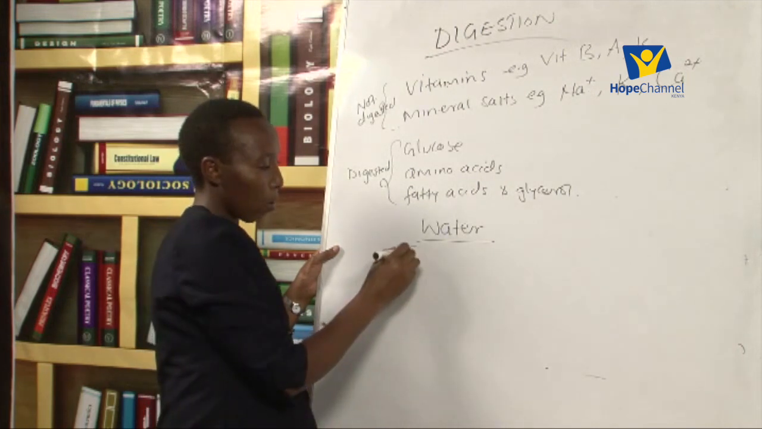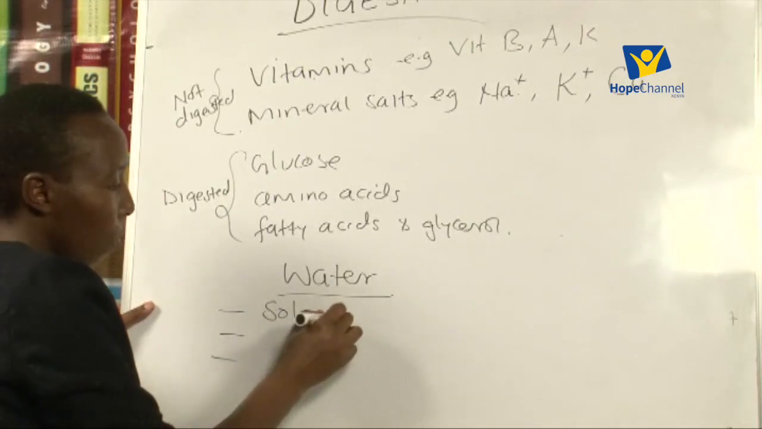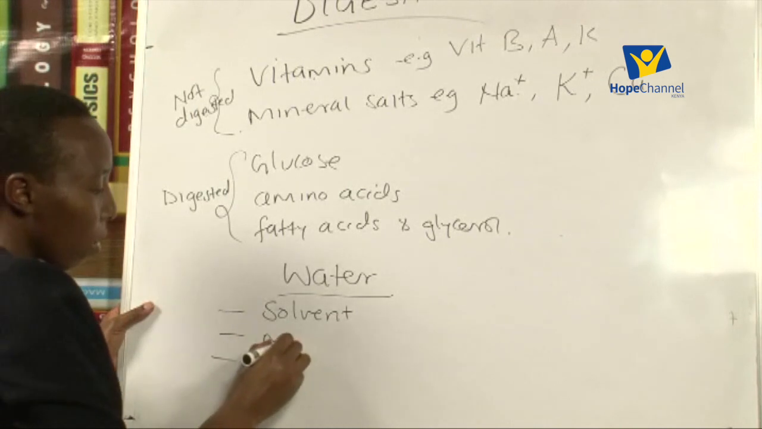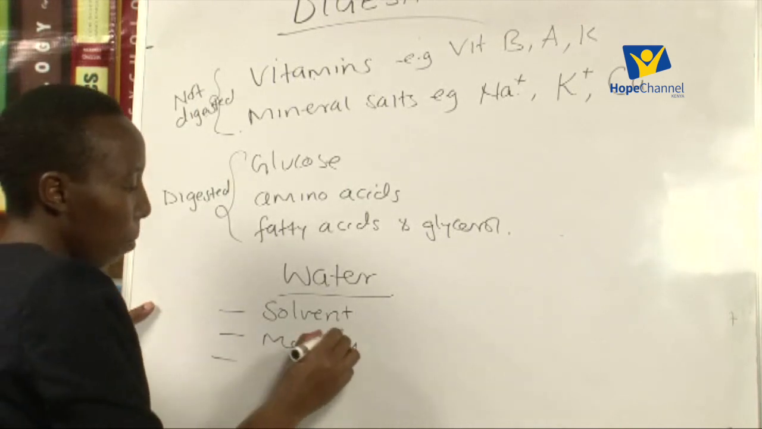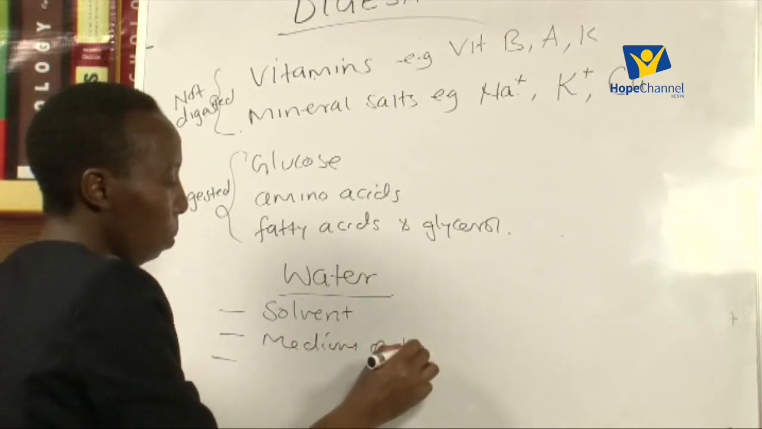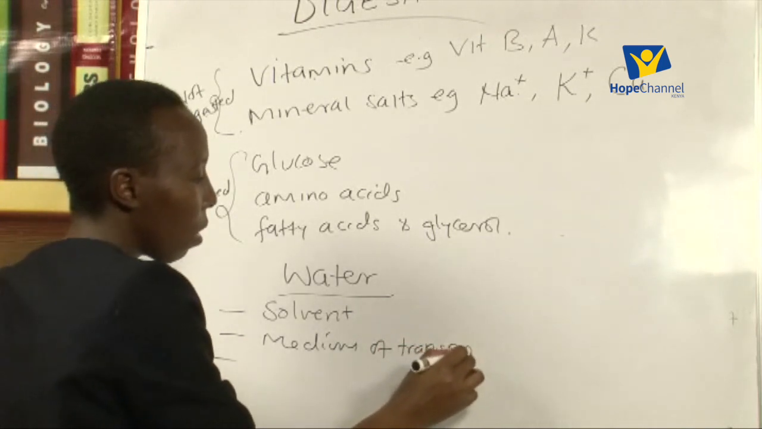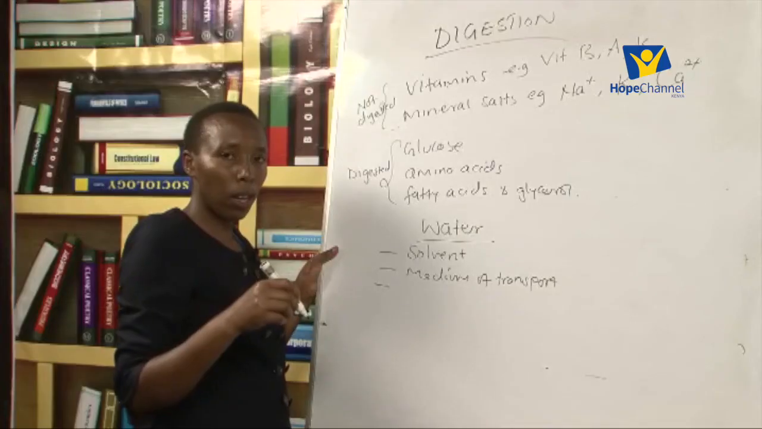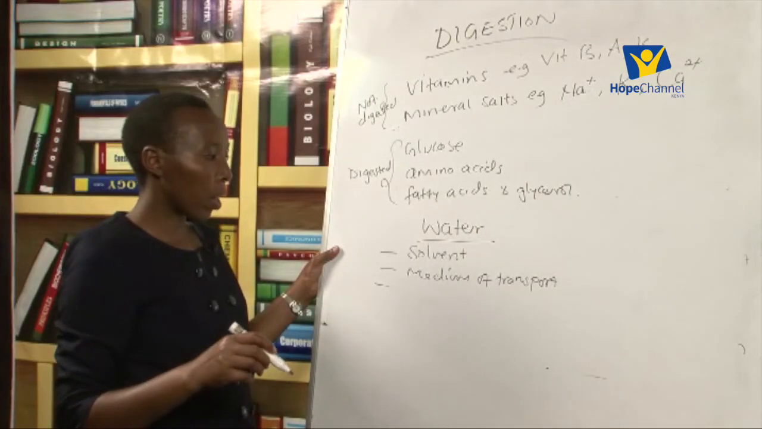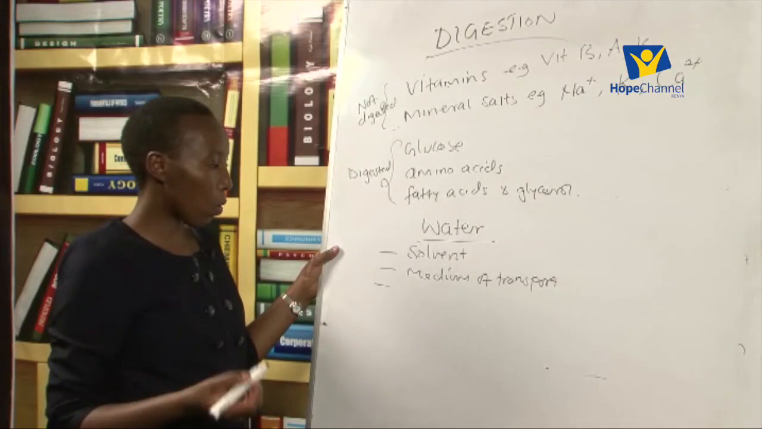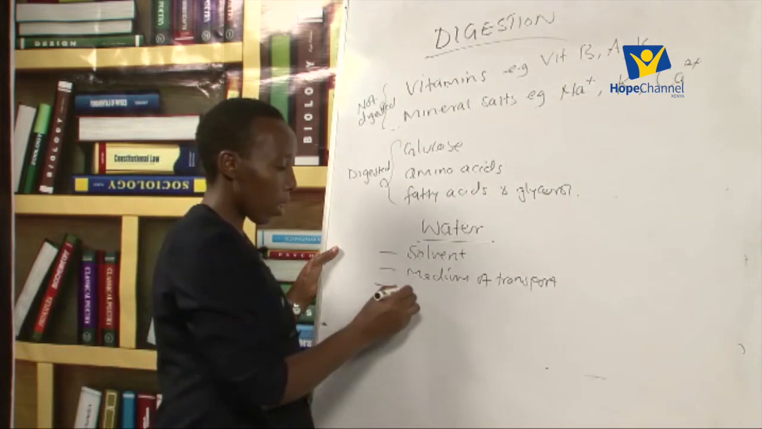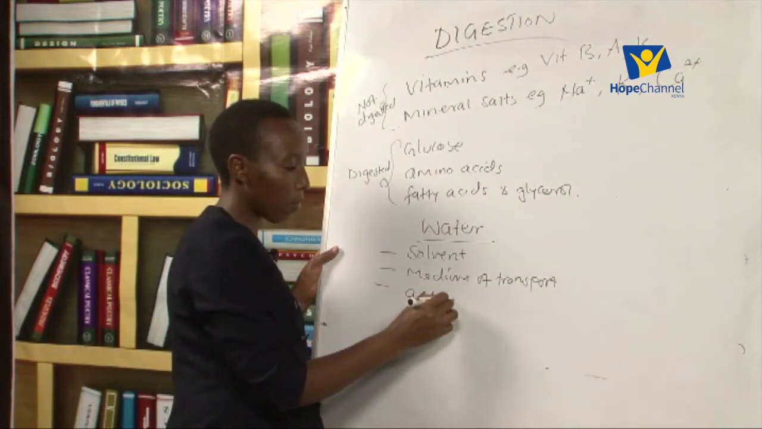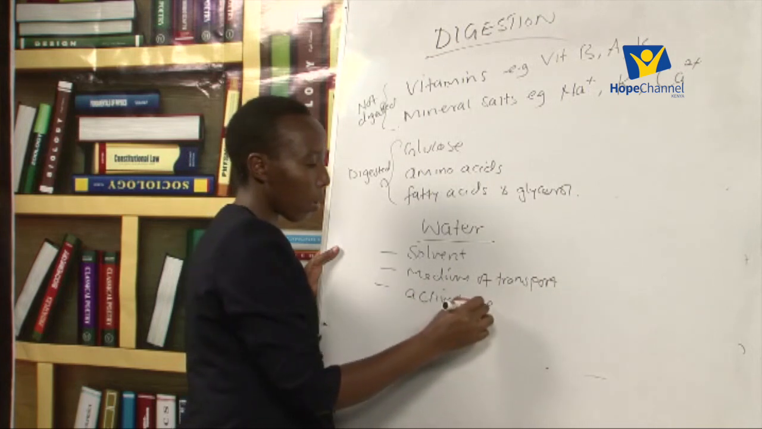Water acts as a solvent. Water provides a medium of transport. Because these substances dissolve in the water that is in the blood plasma, then they are transported to various parts of the body. Water activates enzymes.